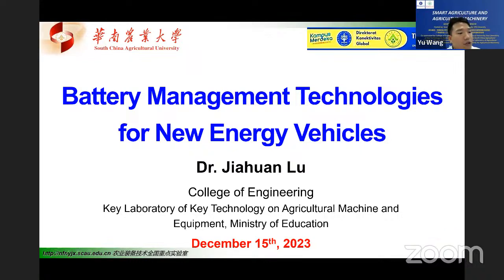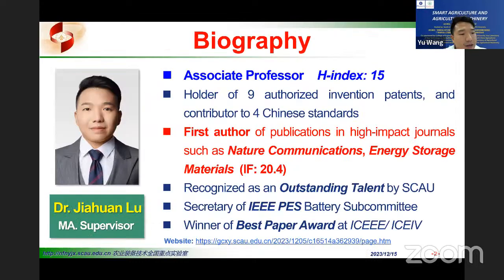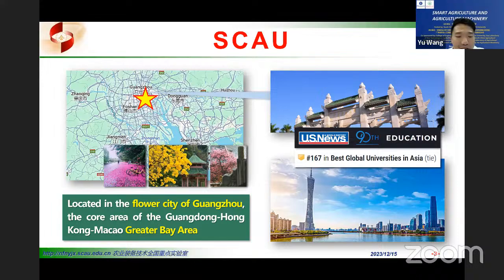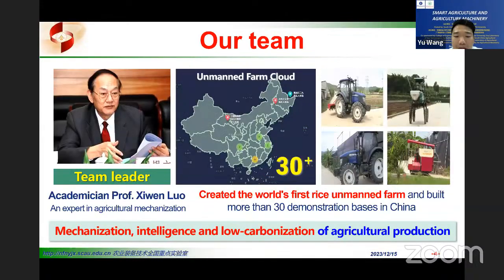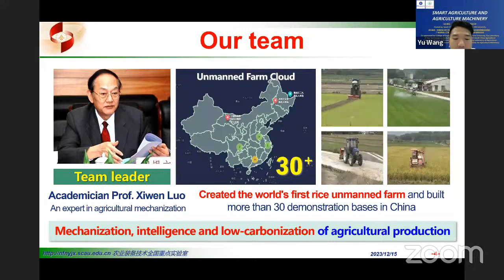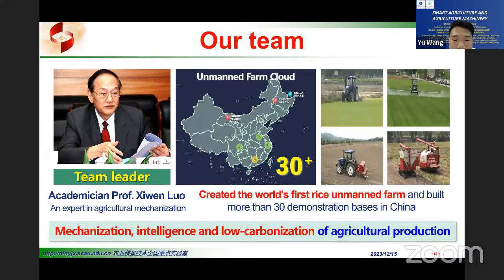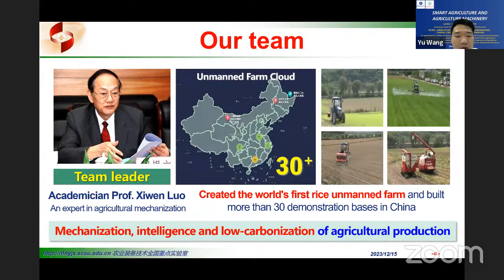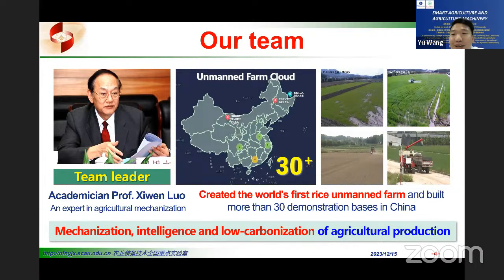So, allow me to introduce myself. I am a graduate of Beijing Institute of Technology and currently hold the position of associate professor and master's supervisor at SCAU. Our university is located in the beautiful flower city of Guangzhou, China, at the core of the Guangdong-Hong Kong-Macau Greater Bay Area. Our team is led by Professor Steven Law, and in recent years, we have established the world's first unmanned wind farm in China and are dedicated to promoting mechanization, intelligence and low carbonization in agricultural production. So we warmly welcome your visit and guidance.